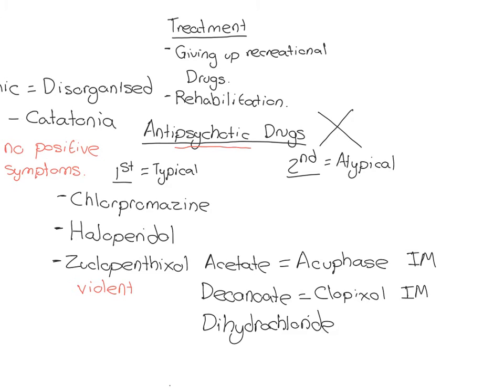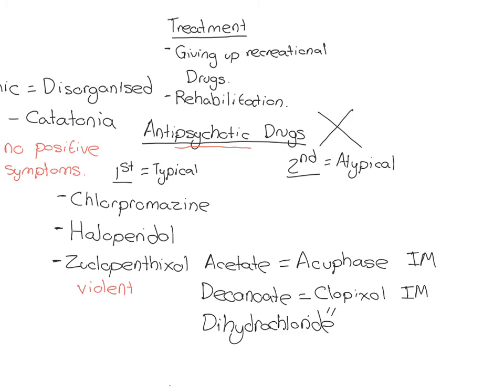And finally, zuclopentixol dihydrochloride is a tablet rather than an intramuscular injection. It's also called Clopixol, but as I say, it's a tablet rather than an intramuscular injection. And this would be given to someone when you have got compliance. So it would be given again because the person is liable to aggression and violence. But if the person is compliant with taking the medication, then they can take it in tablet form, and in that case they'd be using zuclopentixol dihydrochloride. So those are the 3 different forms of zuclopentixol.